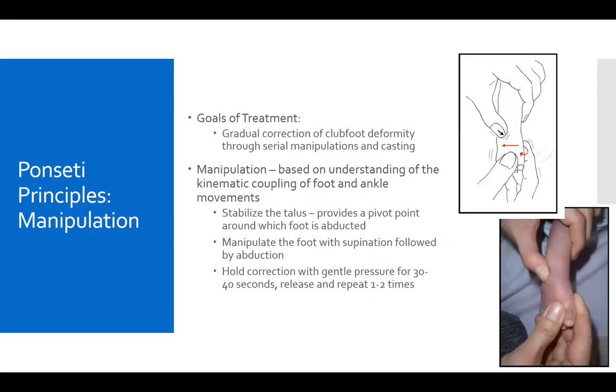So we'll talk about Ponseti principles. Ponseti casting involves a series of both manipulations and casting that starts within the first few weeks of an infant's life. This allows for gradual correction of the clubfoot deformity through serial manipulations and casting, and allows for the displaced bones to be brought into proper alignment. It allows for stretching of the dorsal and medial ligaments, and we also see joint surfaces that are progressively remodeled in this fashion too. The manipulation itself is based on the understanding of the kinematic coupling of the foot and ankle movements. So typically when we do this, we like to stabilize the talus, which provides the pivot point around which we can abduct the foot.